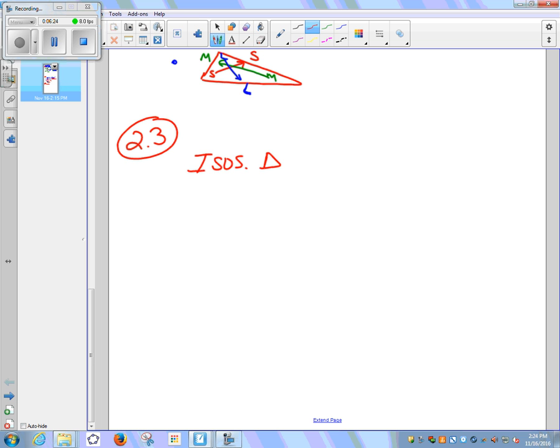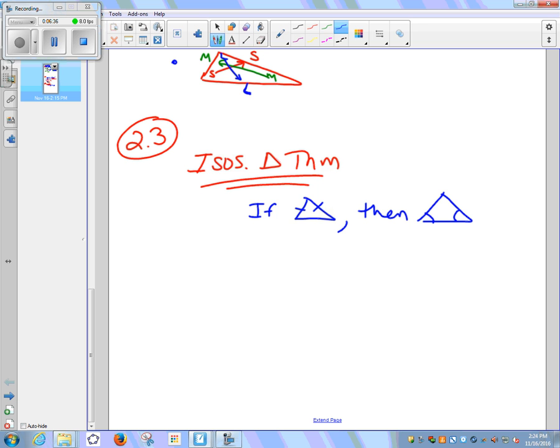Isosceles triangle theorem, basically. That was the big concept. And that says if you know that two sides of a triangle are congruent, then the angles opposite those sides are congruent. Converse of isosceles triangle theorem, just reversed that. If you know the angles are congruent, then you can conclude that the sides are congruent.